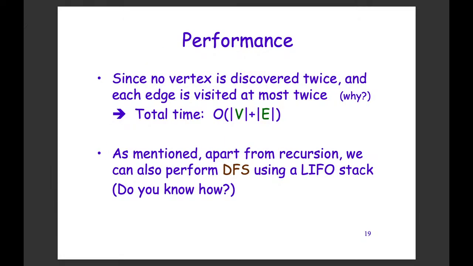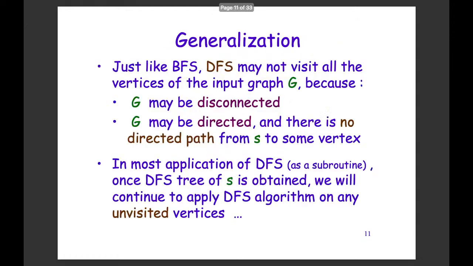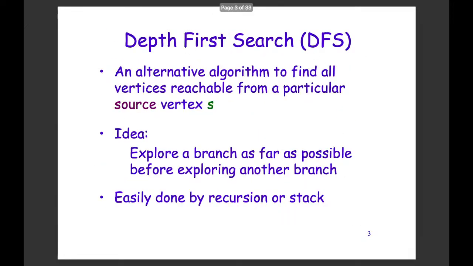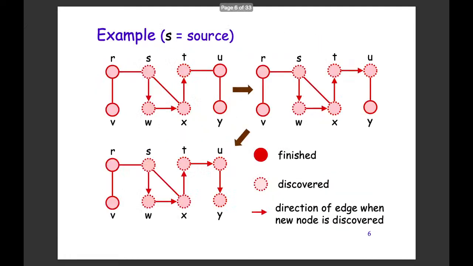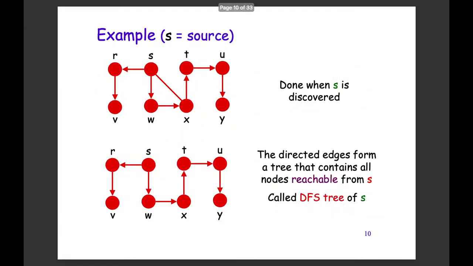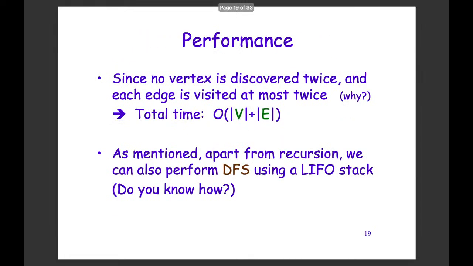Okay. Now, if we look at the complexity, here we are just applying this very simple function, so you can write DFS very easily. So how do we compute or analyze the running time of the algorithm? The idea is very simple. First of all, no vertex is discovered twice, and each edge is seen at most 2 times.